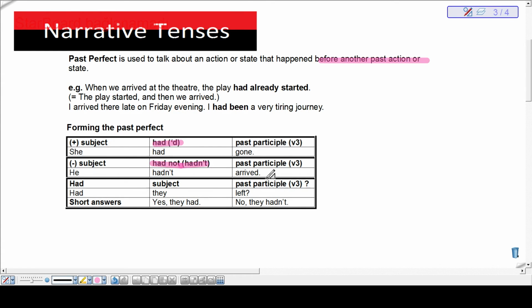He hadn't arrived. To ask questions, you start with had and then use the subject and use the past participle form of the verb again. Had they left? Our short answers are yes, they had, and no, they hadn't.